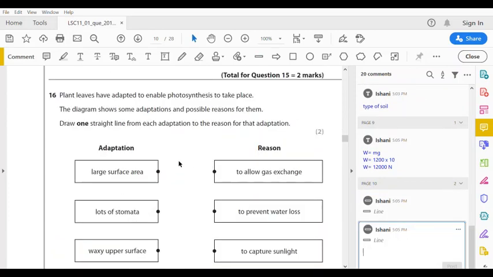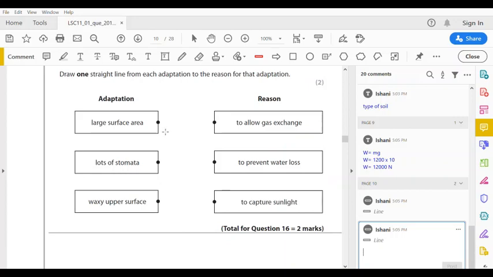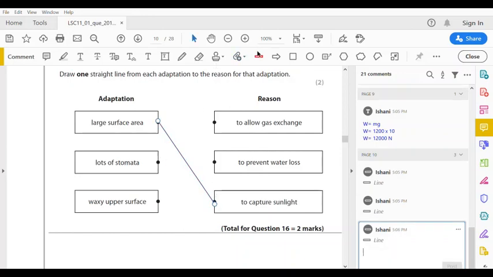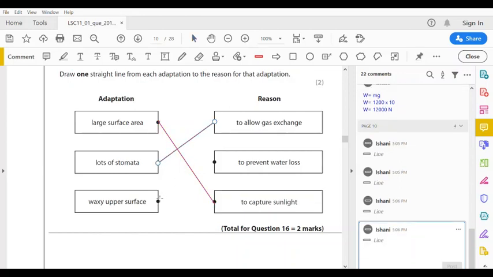16. The plant leaves have adapted to enable photosynthesis to take place. The diagram shows some adaptations and possible reasons. So let's see how to connect these. A large surface area will help to capture more sunlight. Then a lot of stomata will allow gas exchange, and a waxy upper surface will help to prevent water loss.